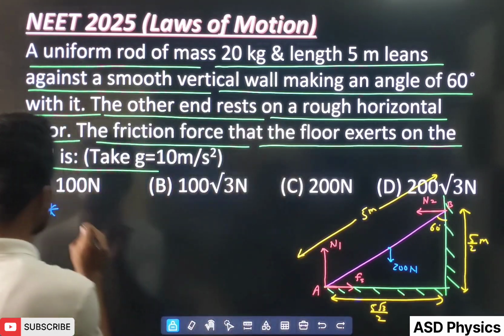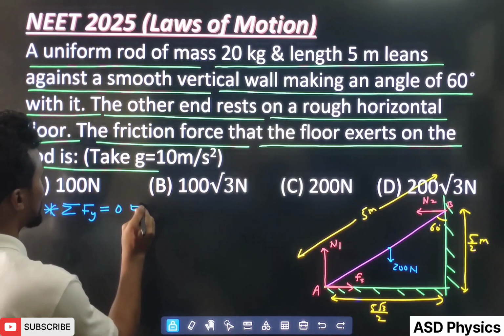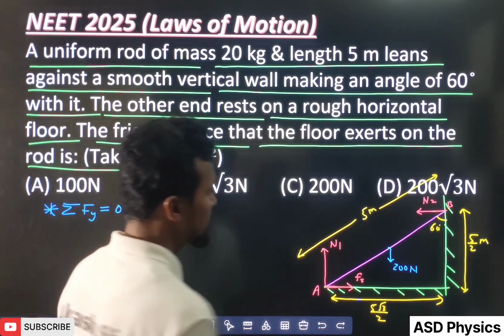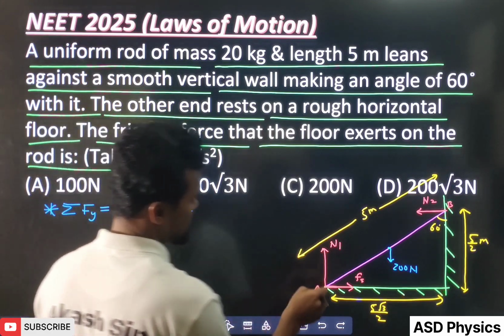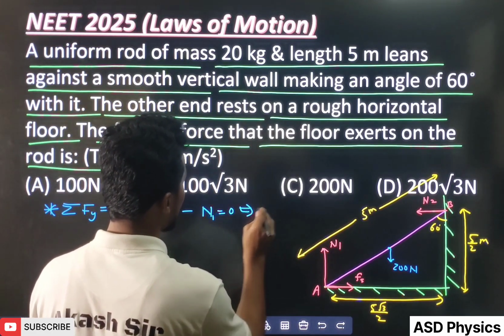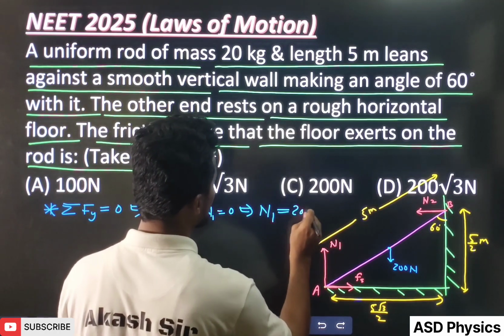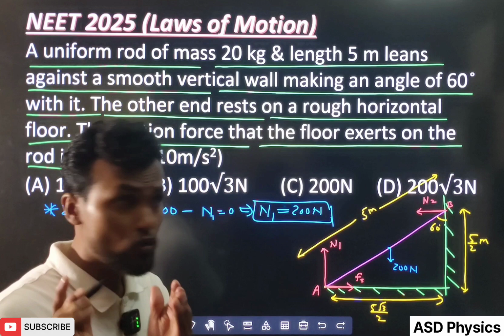So translational equilibrium, in which direction? I am going to use here the vertical direction, sigma Fy equal to 0. Okay, so see here, this 200 Newton is acting in downward direction, minus N1 is acting in upward direction, equal to 0. So what is N1? N1 will come here, students, 200 Newton.